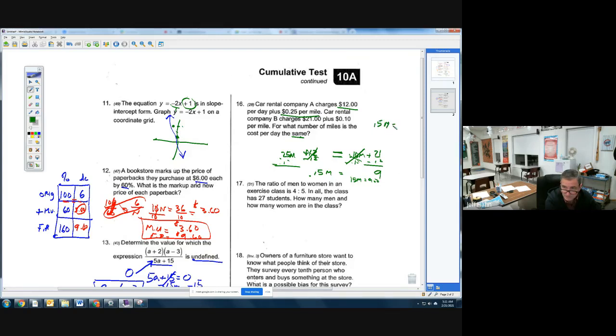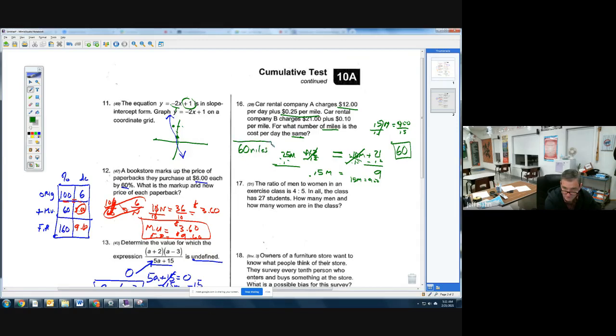15M equals 900. And remember, the letter M is how many miles. For what number of miles? And that's what we're solving for. So I just divide 900 by 15. Let's see how many times. What is that? 15 goes into 90 6 times, and then there's a 0. So 60. 60 miles is your break-even point.